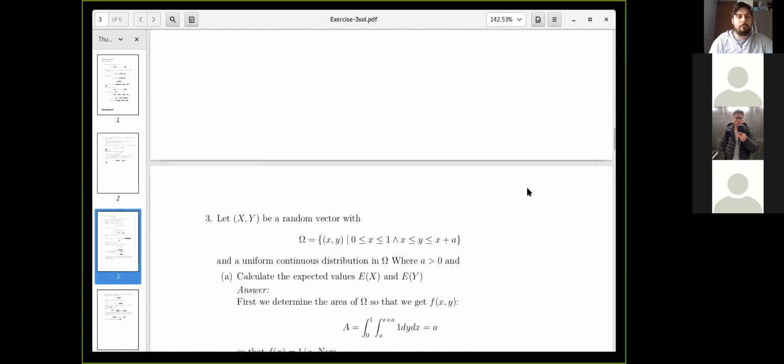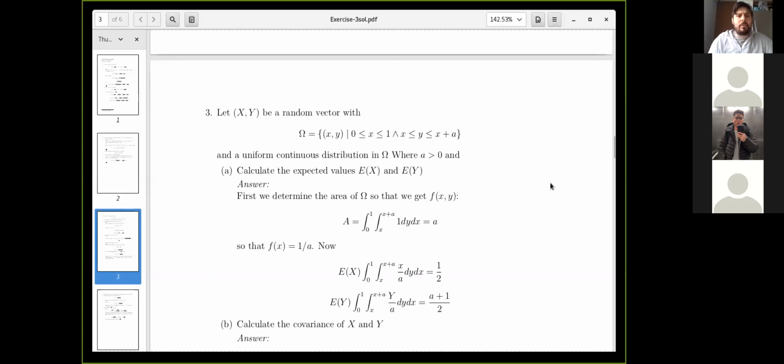All right, moving on. Here, number 3, let X be a random vector, and let's say that it has this kind of sample space where x ranges between 0 and 1, and then y ranges between x and x plus a for some a greater than 0. Now, I accidentally omitted that this was supposed to be a uniform distribution. So it's a continuous uniform distribution in this region.